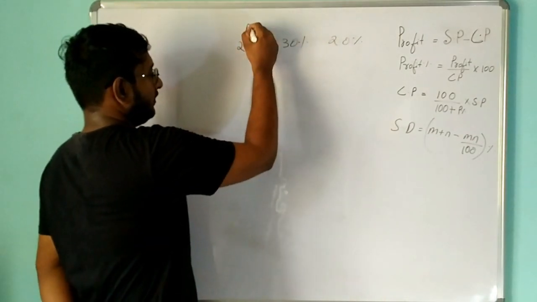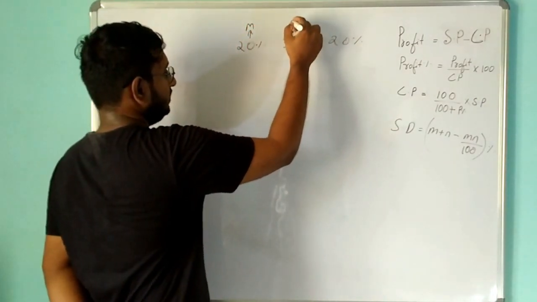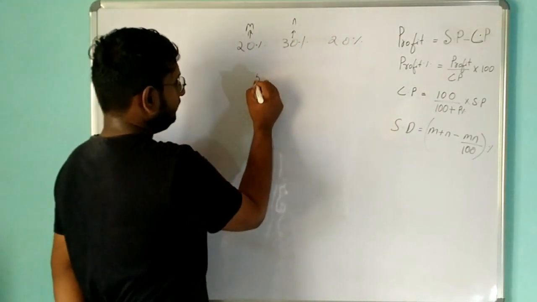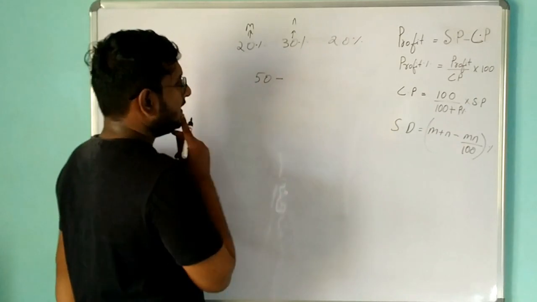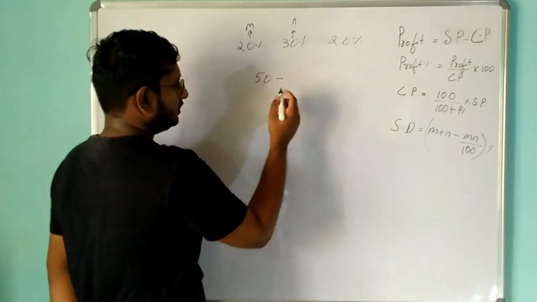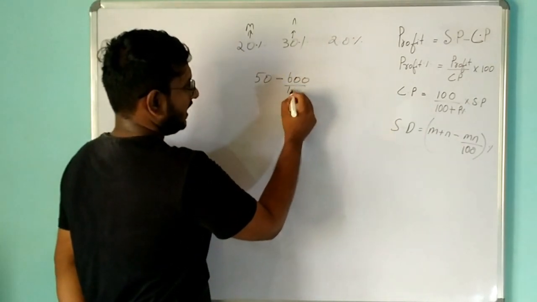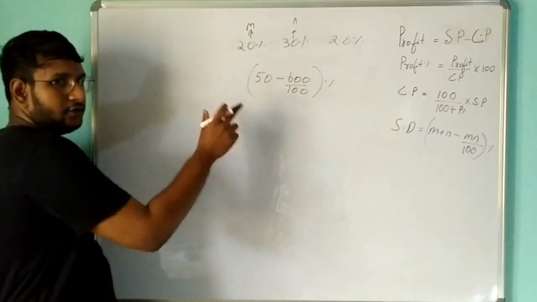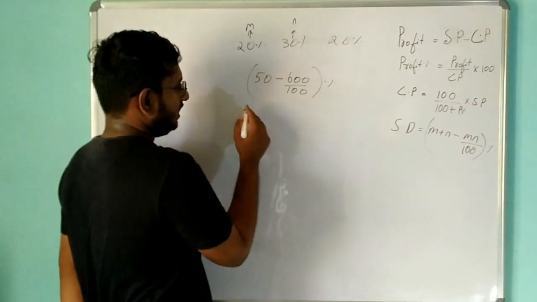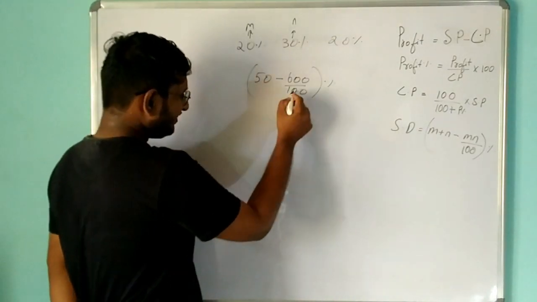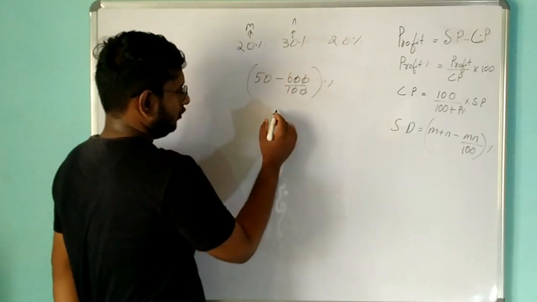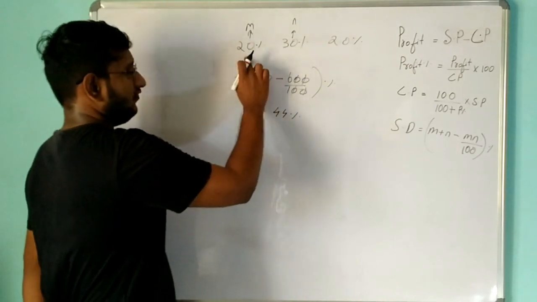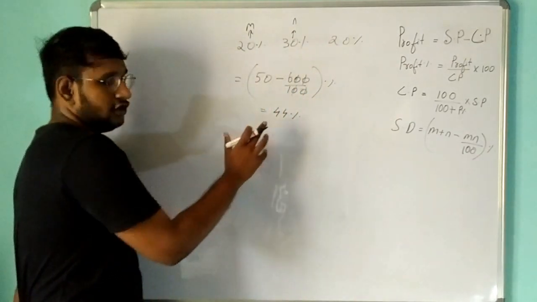In this case m will be 20% and n will be 30%. So m plus n will be 50 minus what is mn? mn is equal to 20 into 30, that is 600 divided by 100 percentage, right? So we have to take LCM for this. So what will be our LCM? We can cancel these two and we can get 44%. So the single discount for the first 2 discounts is 44%.